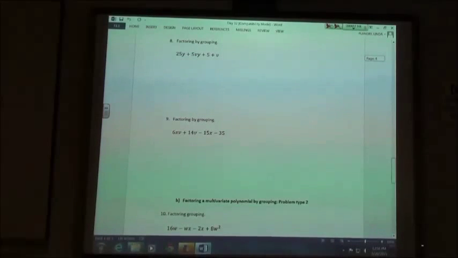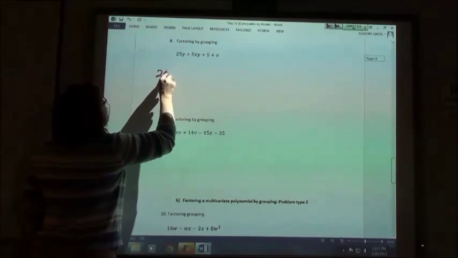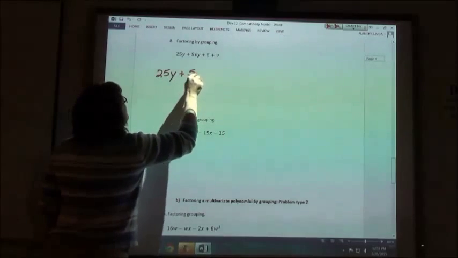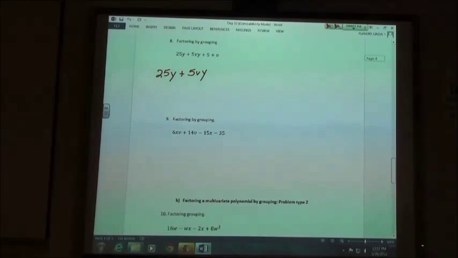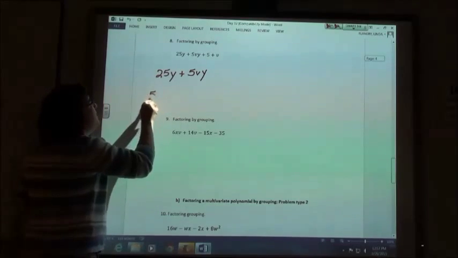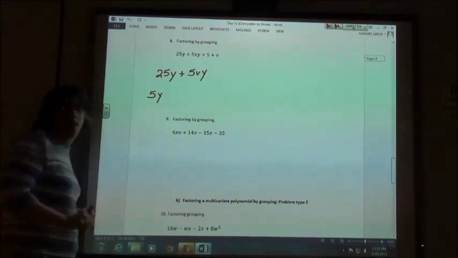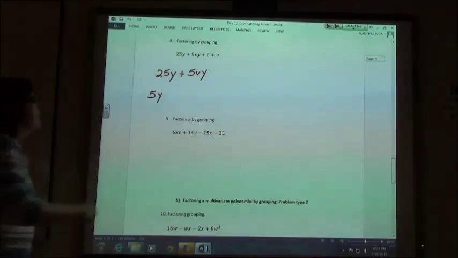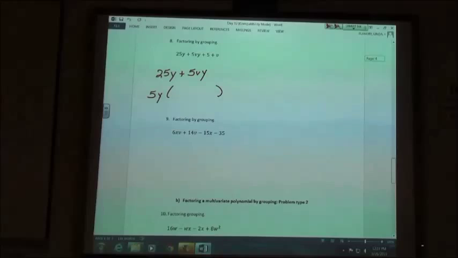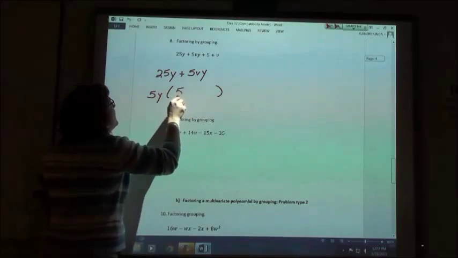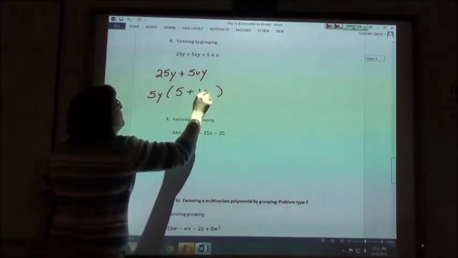So number 8. Which pair do you want to start with? Okay, we'll just leave them with the first 2. 25y plus 5vy. Both of those are divisible by 5 and a y. A 5y would be my greatest common factor. So if I divide them both by 5y, I'm going to get 5 plus v.